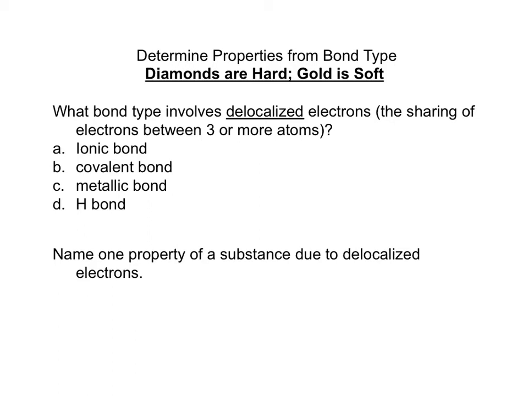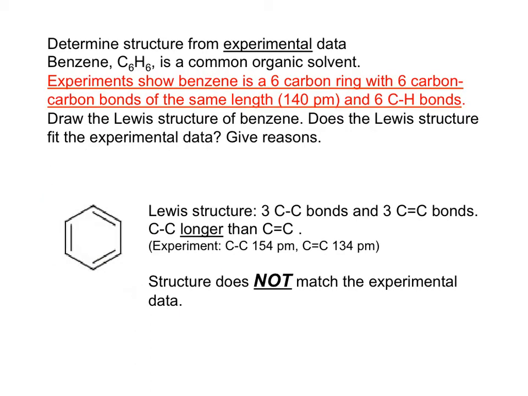Stop the video and answer these two questions. And the answers are: in a metal, electrons are shared between many metal atoms. Those delocalized electrons help us explain why metals are soft and are conductors. Let's take a look at an organic compound.